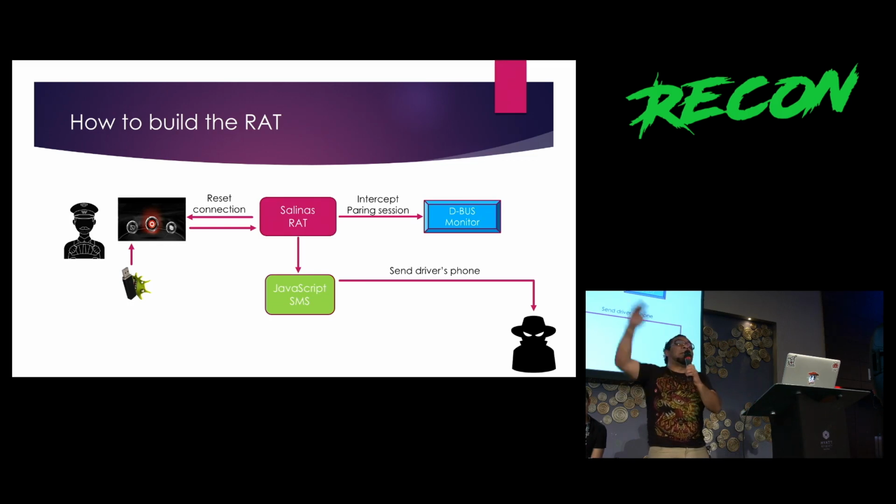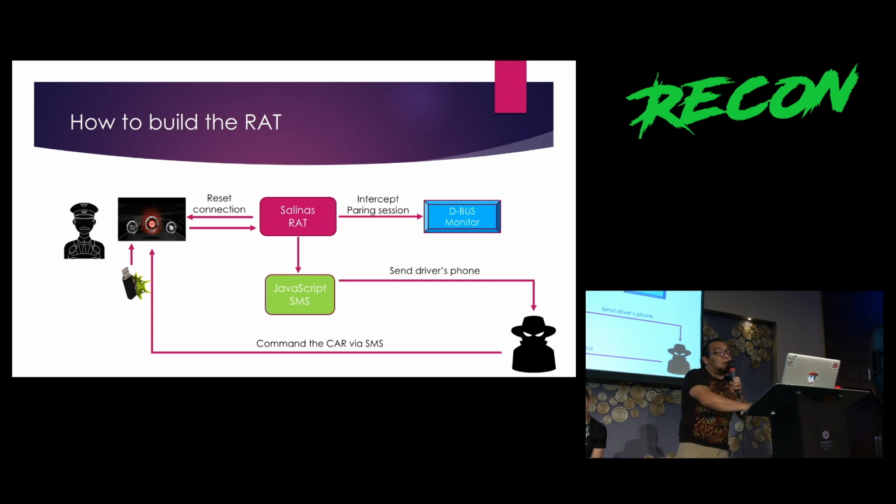He might be in China, he just received a message, and he knows now that the RAT is inside a car, right? It's all SMS. So then after that, what we did is now we're going to start sending messages to the car. So the RAT is able to understand the messages.